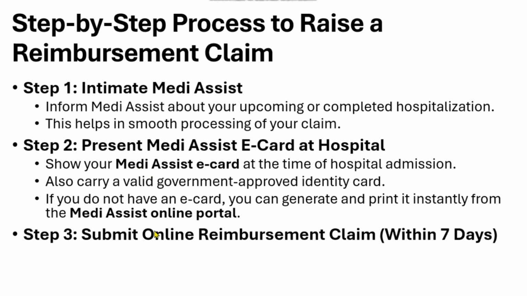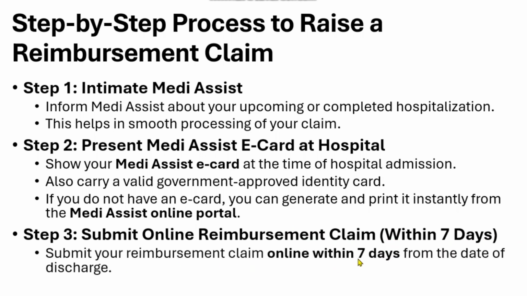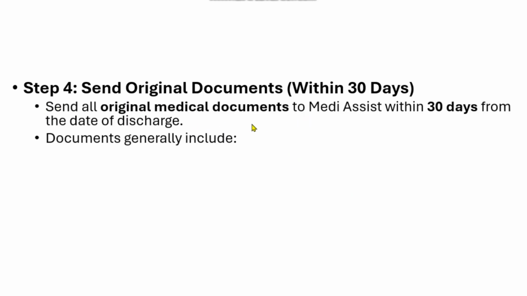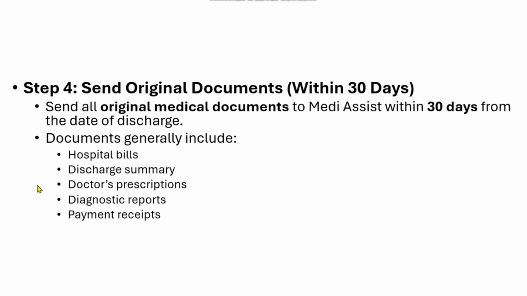Next step is to submit the online reimbursement claim within 7 days. This is the main thing: when you are discharged, you have to submit the claim within 7 days only, from the date of discharge. Now send the original documents. You have to send the original documents to Medi Assist within 30 days from the date of discharge. Documents generally include hospital bills, discharge summary, doctor's prescription, diagnostic reports, and payment receipts. You have to submit these documents.